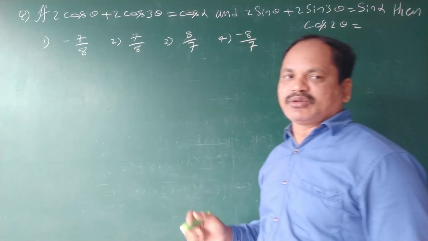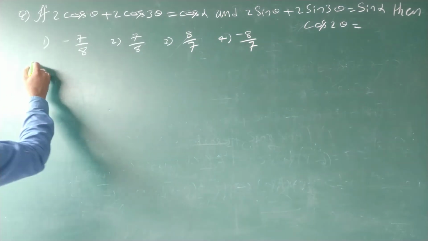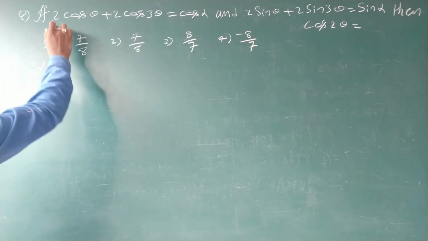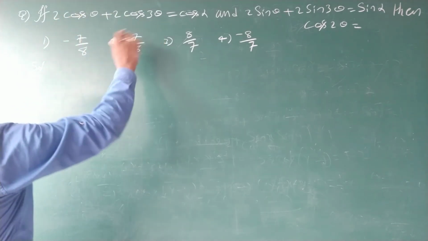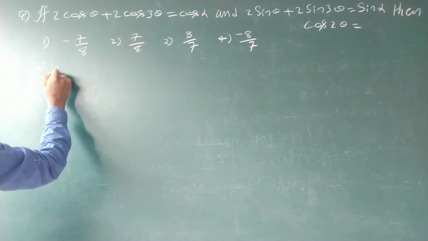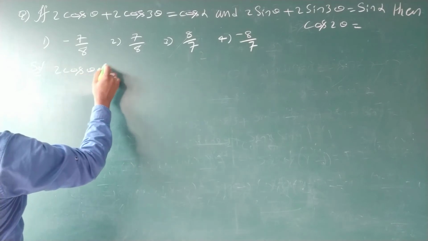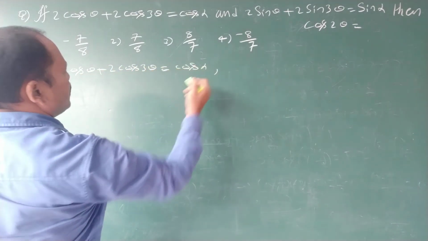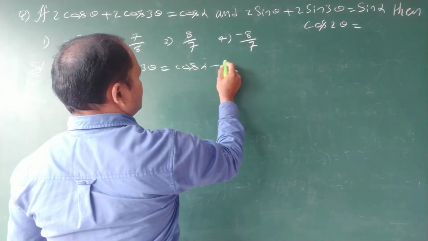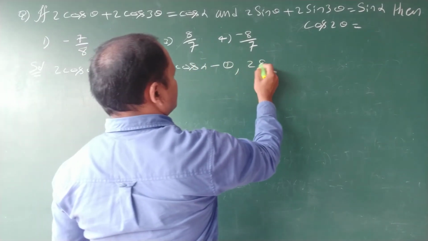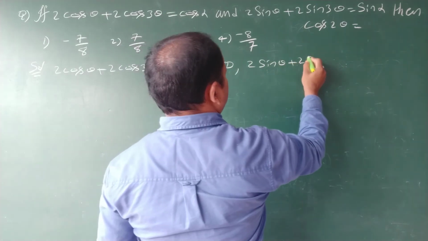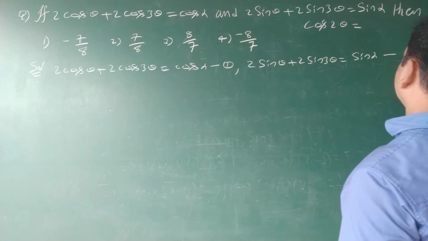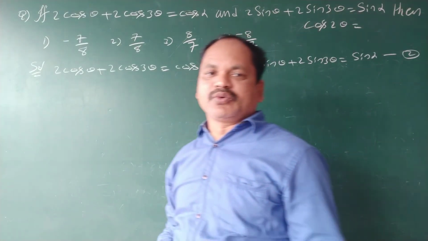Now to solve this question, similar to the previous one, take these two, square and add them. The first one, 2 cos theta plus 2 cos 3 theta is equal to cos alpha. This is taken as 1. And the second one, 2 sin theta plus 2 sin 3 theta is equal to sin alpha. This is taken as 2. Now apply squaring and adding.